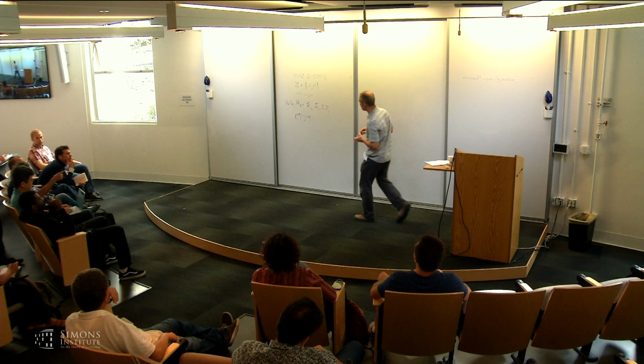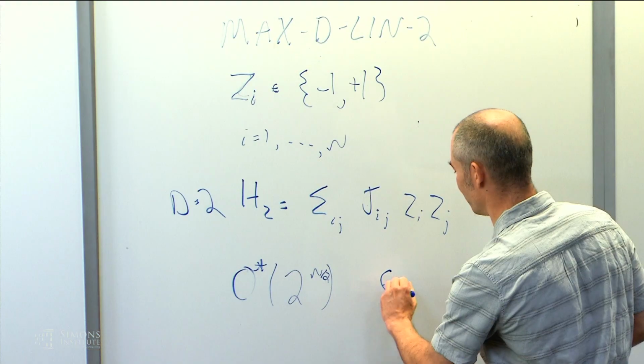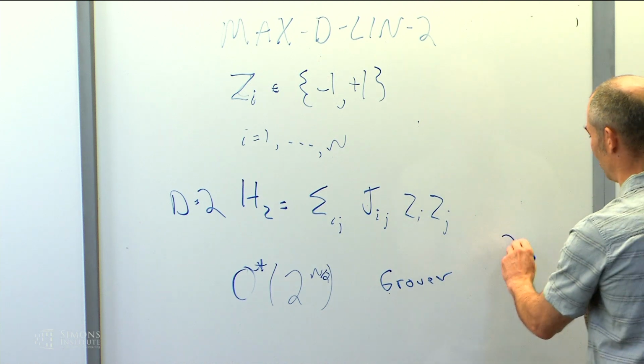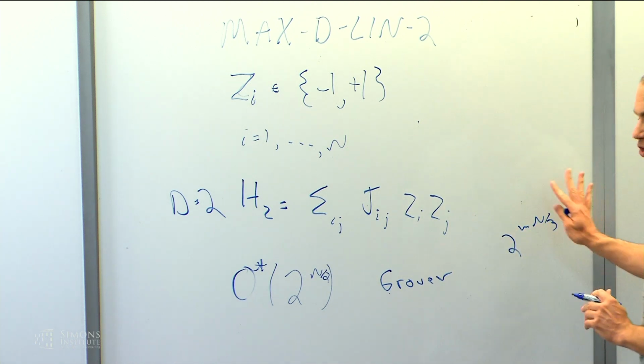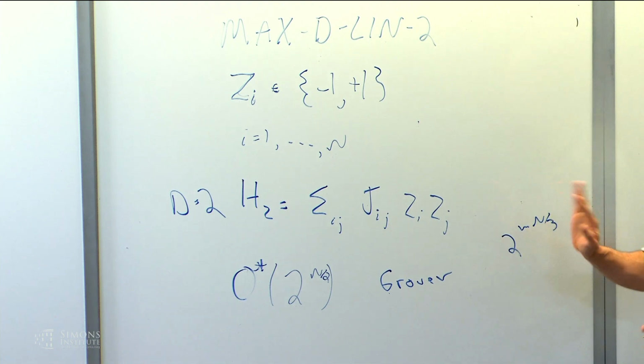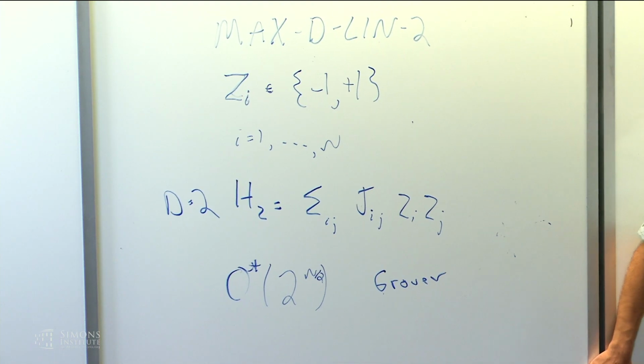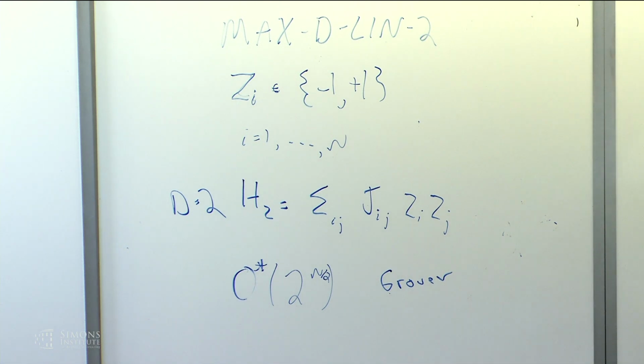So 2 to the n over 2 would be Grover. 2 to the n would be classical. And then there's 2 to the omega n over 3 just for d equals 2. I'm just mentioning it for completeness, but don't worry about it. Nothing is known about how to do it quantumly, and it's also an exponential space algorithm. So that's the best we know.